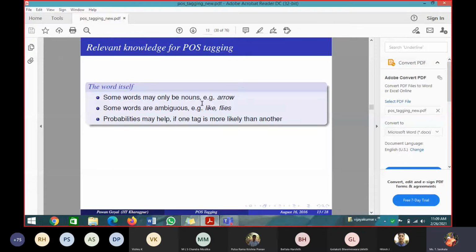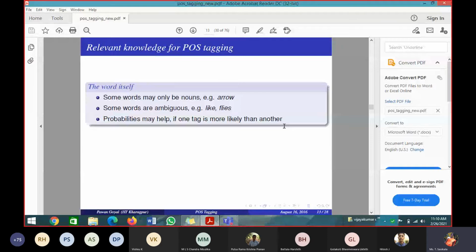Okay, that cannot change. There are some words which have multiple POS tags, like maybe 2 tags or 3 tags or 7 tags also. So some words are ambiguous. So we have to use probability to check if one tag is more likely than another. Which tag is more likely than the other tag for the given word can be decided by using the probabilistic method.